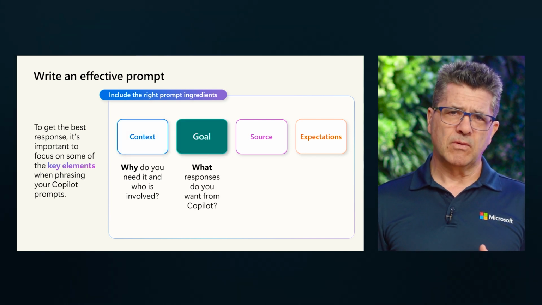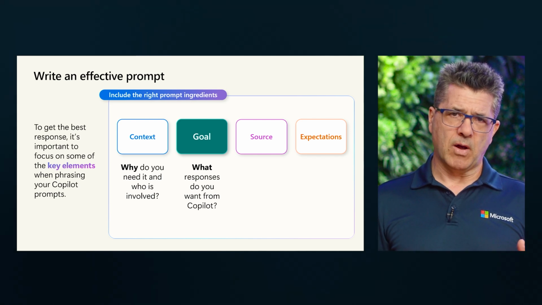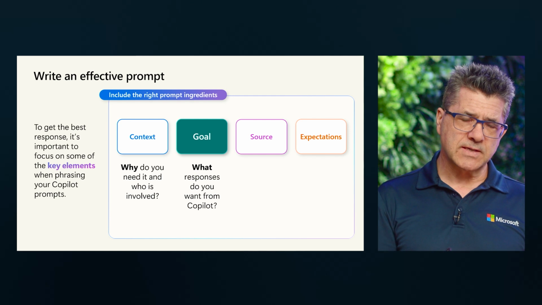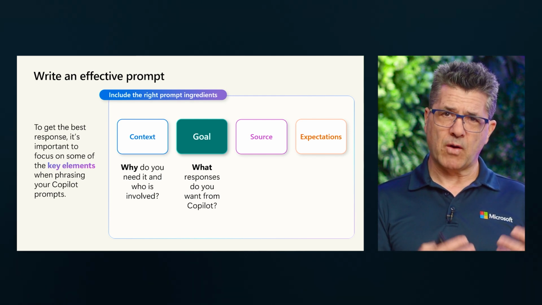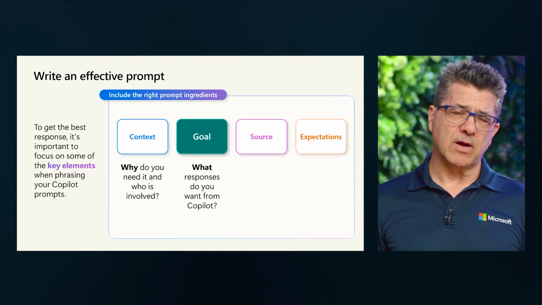The next is the goal. What do I want to achieve with this? This is the what. Well, I want to be able to do this because I want to have this project plan. I want to have content available to me because I'm going to present that to someone. So I have the goal, I have the context.